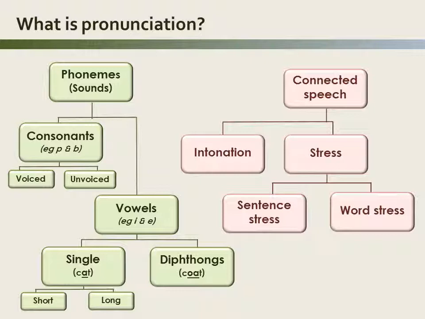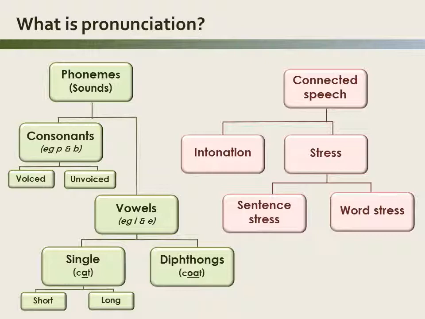On the left-hand side you see that we have all the parts of pronunciation that are related to phonemes. Phonemes being the individual sounds in a particular language that you can combine together to make words. Phonemes are divided into consonants like p and b, p being unvoiced and b being voiced, and into vowels, and these vowels can be single vowels like the a in cat. They can be short or long, and diphthongs have two sounds. Coat has two sounds to it.